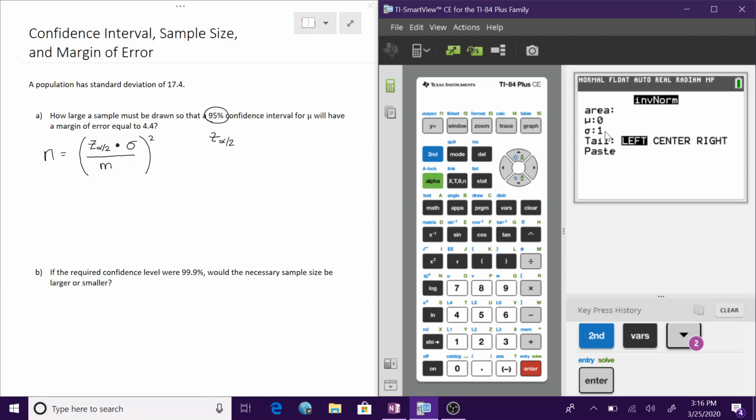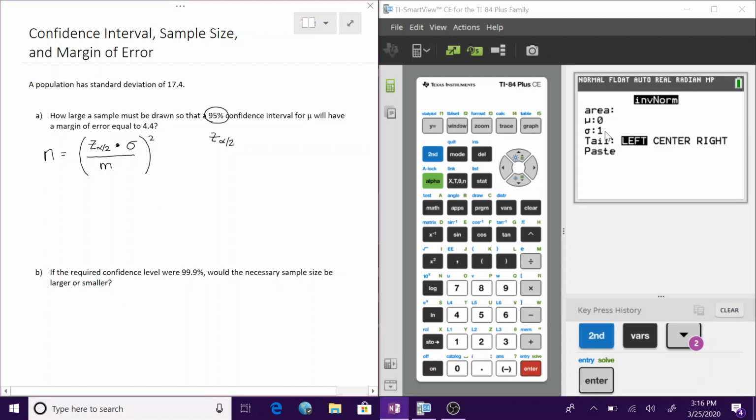So let's find our critical values. Remember that with our critical values, we're given the area in the middle of our curve, so 0.95, and we're trying to find this value right here. So we need to find this area to the left, because I need the area to the left of that value for my inverse norm. So the first thing we're going to do is 1 minus 0.95, divided by 2, to get what that area is.